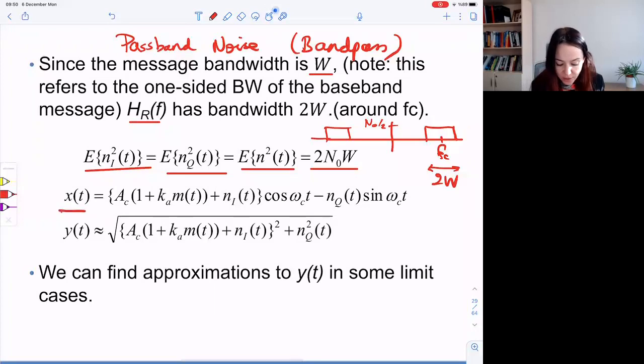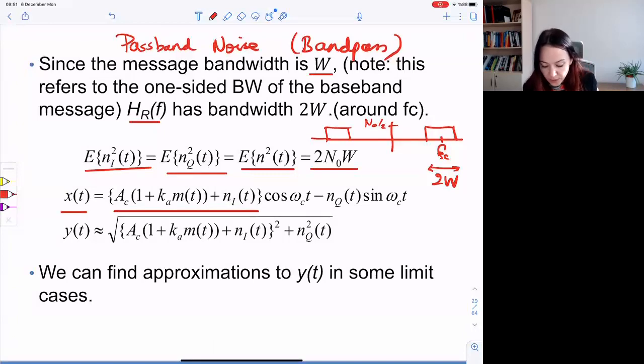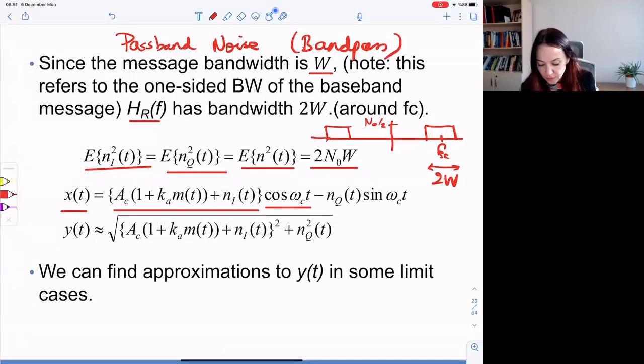Now, let's think about our passband signal as it exits the front-end filter. Our signal x(t) is filtered signal plus filtered noise, okay? And it's a passband signal. So it's going to have Ac (1 + Ka m(t)) plus Ni(t) times cosine, minus Nq(t) sine wc t.